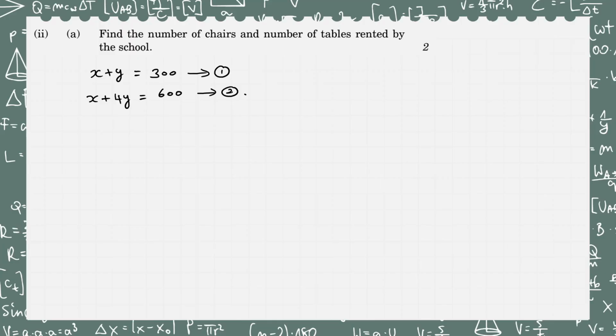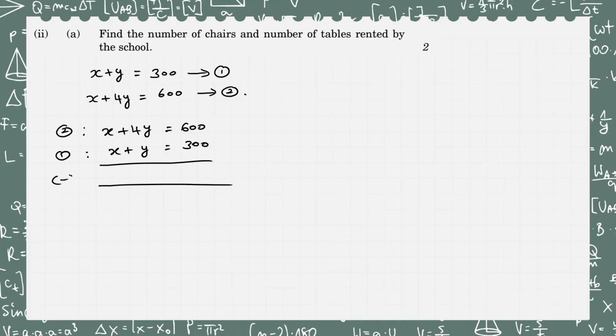I am going to subtract equation 1 from equation 2. Yeah, so let us write in order to do that. X plus 4y equal to 600, and first equation is x plus y equal to 300. Now we are subtracting.